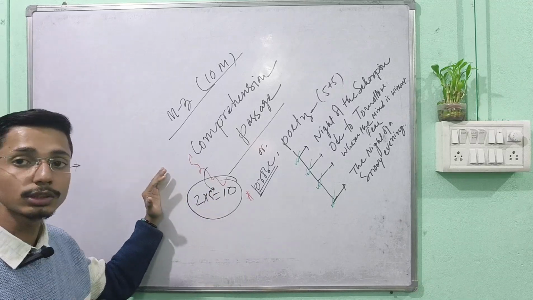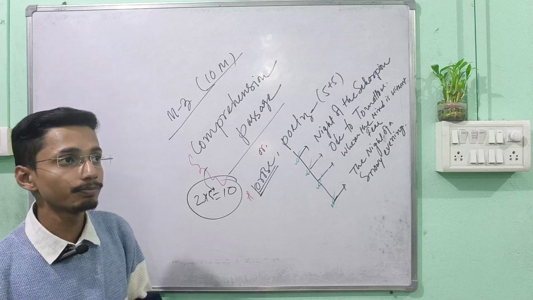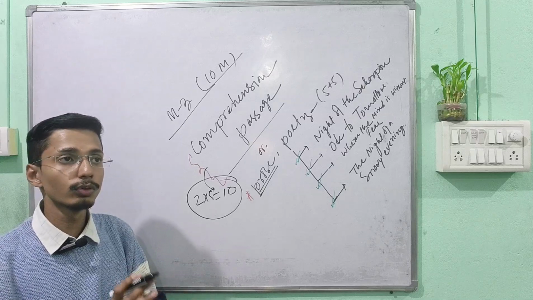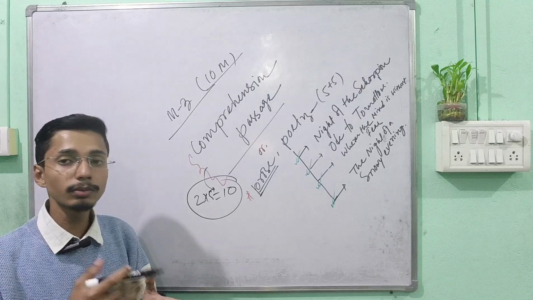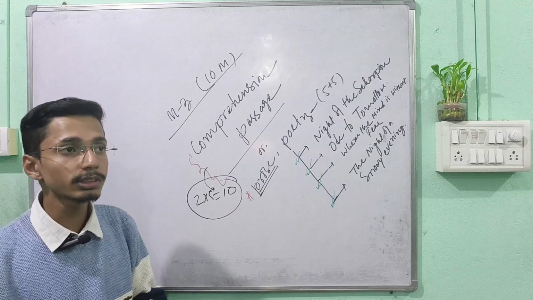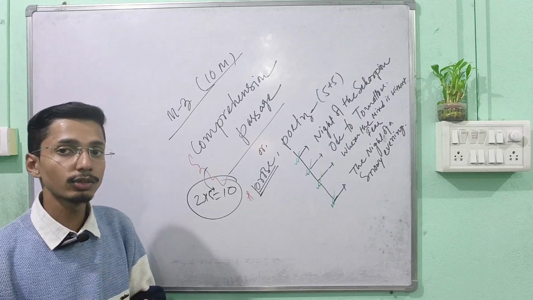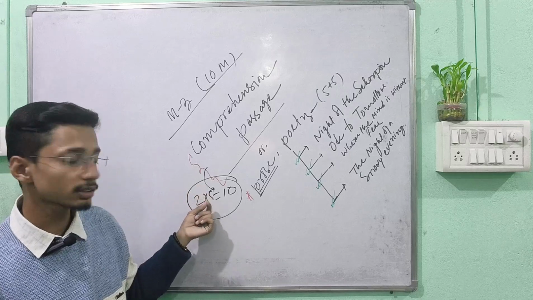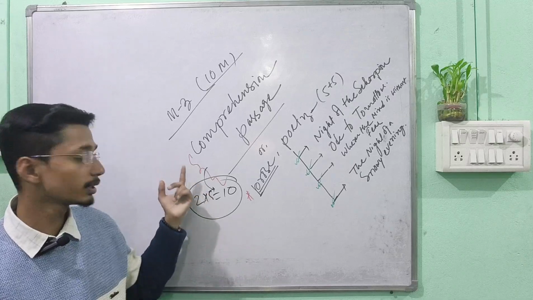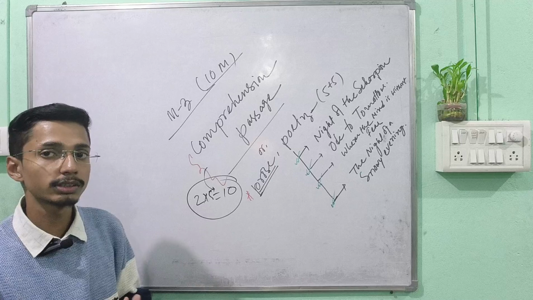So what are comprehension pieces? In your question paper, you have to answer questions from unseen passages. You just carefully read the unseen passage, and then you have to answer, because the answers are already hidden in the unseen passage. This is very much easy.